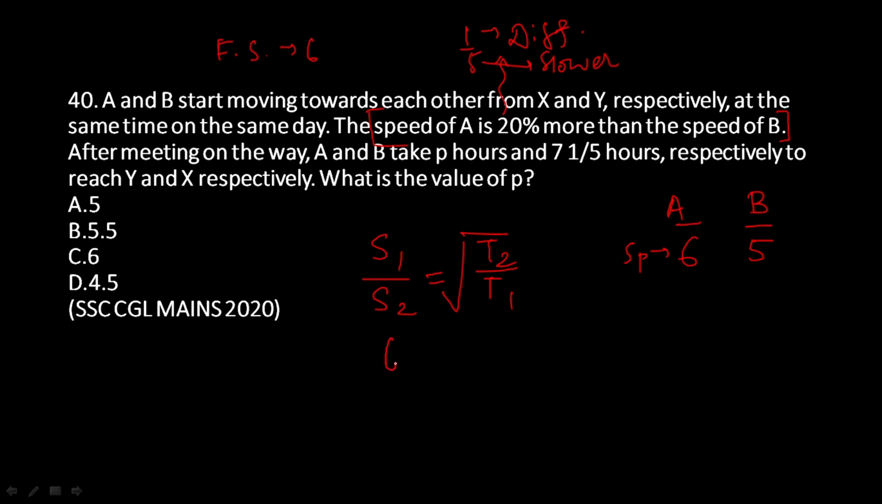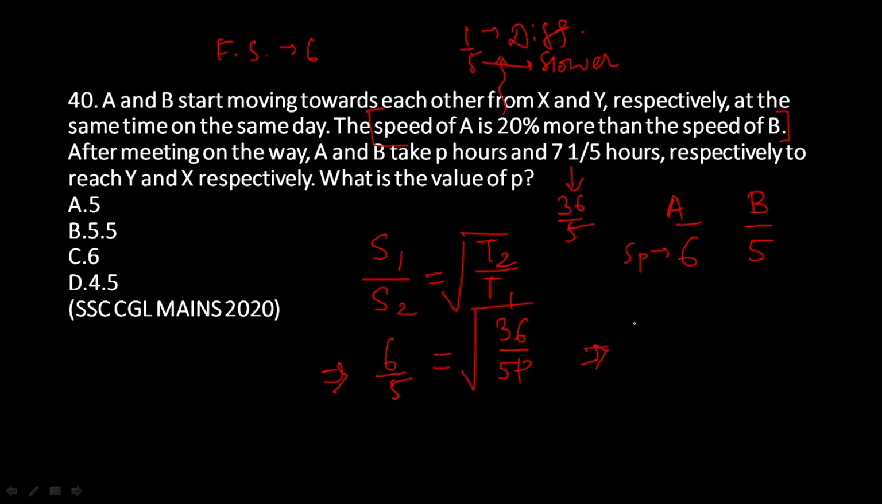So it will be 6 by 5 is equal to root over T2 by T1, and T2 is given. T2 is 7 1/5, which means 36 by 5, right? So this will be 36 by 5p. P is the time taken after meeting. T1 and T2 we have discussed earlier. T1 and T2 are the time after meeting at the point until reaching the destination. Okay, so we have to solve it.